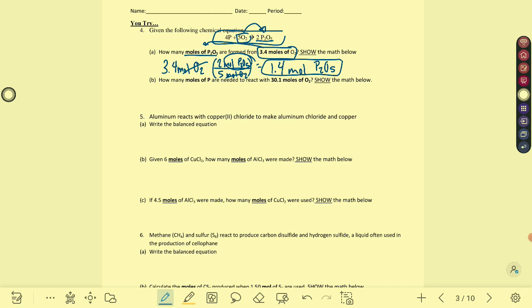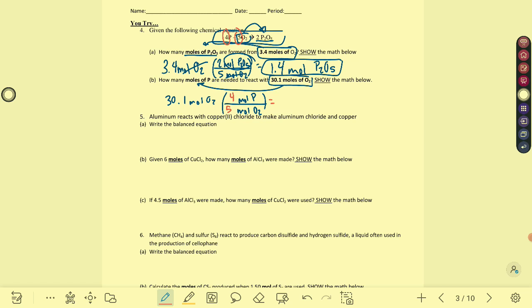How many moles of phosphorus are needed to react with? So now I am starting with 30.1 moles of O2 and I have to go to moles of phosphorus. So 30.1 MOL O2. Now to get to moles of phosphorus, I know I need moles of phosphorus on top, and I need moles of oxygen gas on bottom. So I go back to my equation, and I got in pink here, 5 for the oxygen, and for the phosphorus, it is a 4.